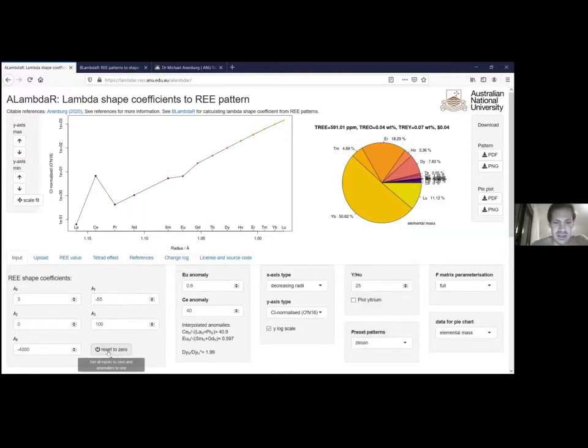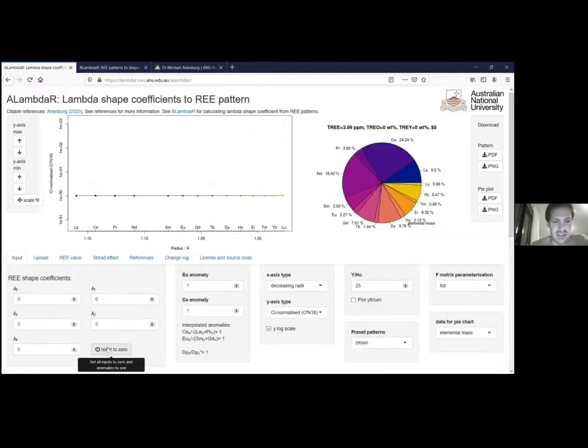So just click this set to 0 button here. Here's a pattern. All of the coefficients are 0, so it's a horizontal, flat pattern, not really interesting. Lambda 0 is the overall abundance average of the rare elements. So see, as I increase it with my keyboard, the line goes up and goes down. Lambda 1 is, like we said, the linear slope.